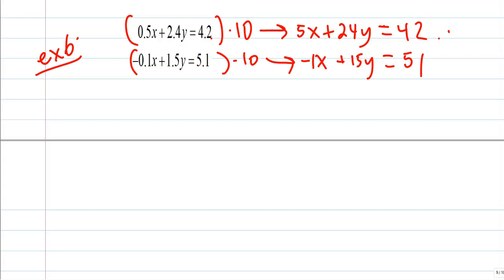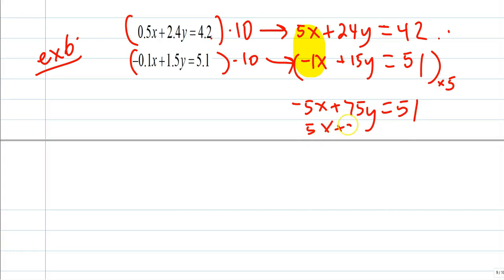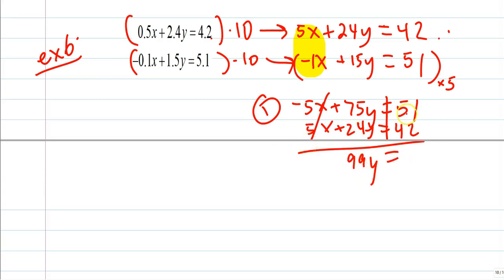We need either the x's or y's to cancel. Out of these two, I'm definitely liking the x's. They're smaller of the two, right? So I will take the bottom equation, and all I really need to do is take that bottom one and multiply it times 5 to make that negative 5x plus 75y equals 51. 5x plus 24y equals 42. The x's, that's all step one, because now the x's will cancel. 99y is equal to 93. So we got 93 over 99.